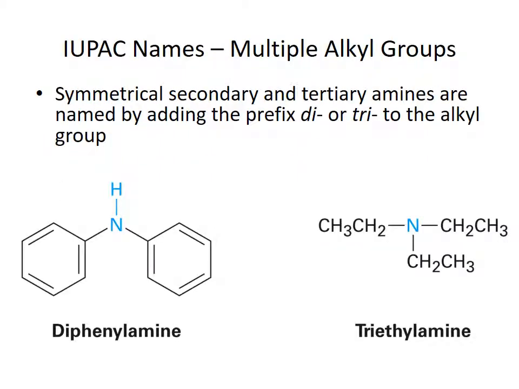Okay, if we have more than one alkyl group on the nitrogen, we name each of them. If they are different, we would just name each substituent on there as an alkyl group. So we might have methyl ethyl propylamine, or we could have methyl ethyl phenylamine. When there are multiples of the same substituent, we use di and tri. So this is diphenylamine, and this is triethylamine.